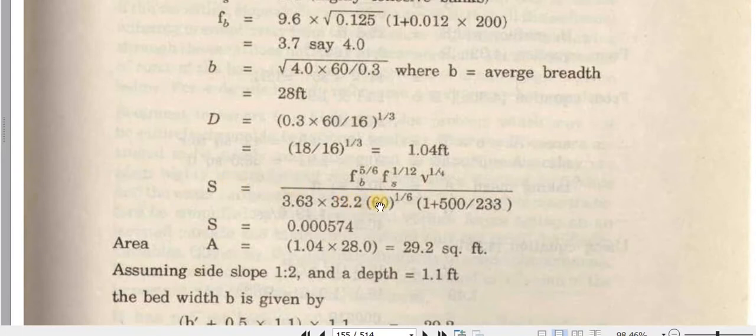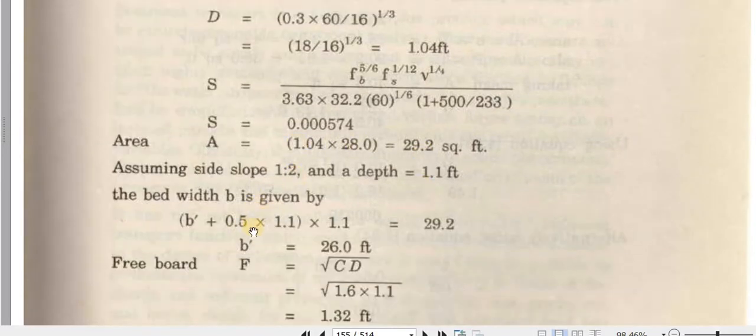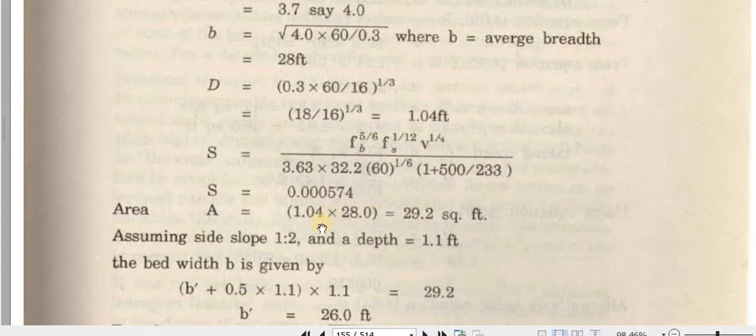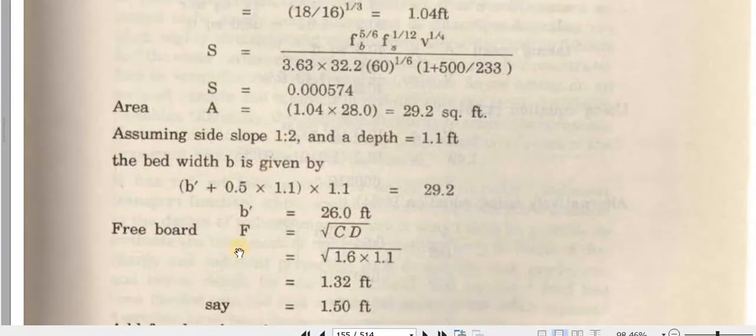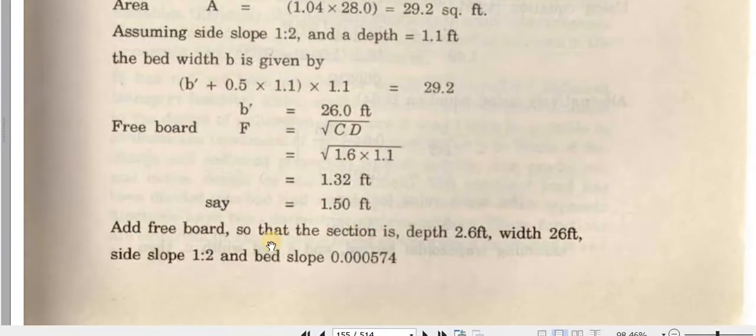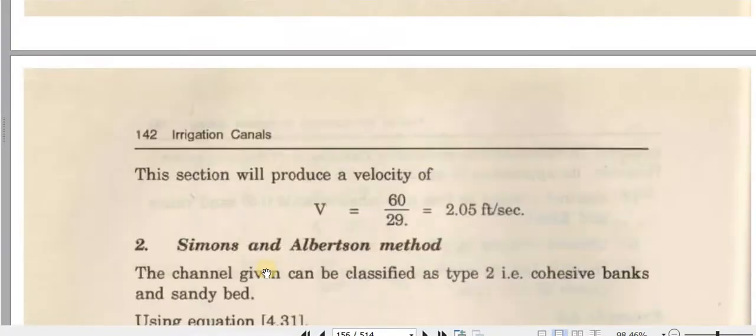We will use the equation of S. Slope is this, area is 29 point something, and with side slope, you can calculate area as simply B and D. Then you can calculate the other parameters. If you add the side slope, then you can calculate the bottom width, 26 feet, that is less than 28, that is okay. Then you will calculate the freeboard.